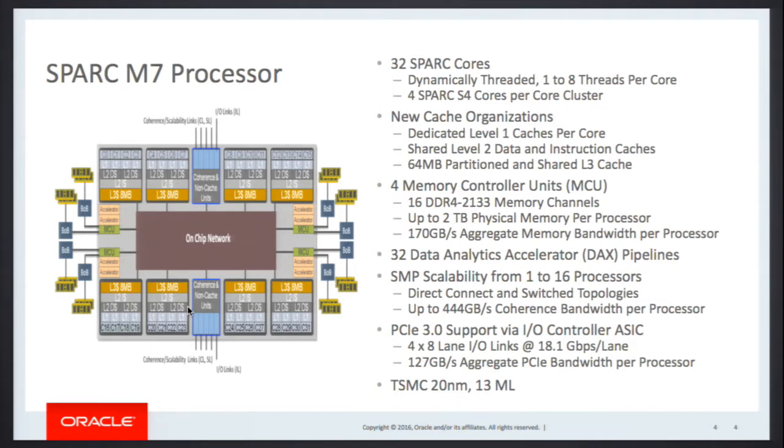Another important thing about processor development in any type of processing is being able to move information in and out of the processor. So one of the things we really focused on was memory bandwidth and I/O bandwidth. Anything to do with storage, anything to do with database in memory is how much information can you move in and out. So we have an up to 2 terabyte memory subsystem that supports over 170 gigabytes per second aggregate memory bandwidth, which is significantly higher than what you can find in most processors out there today.